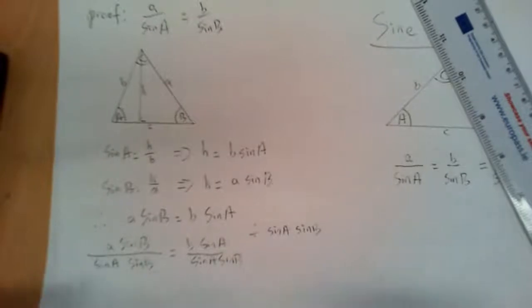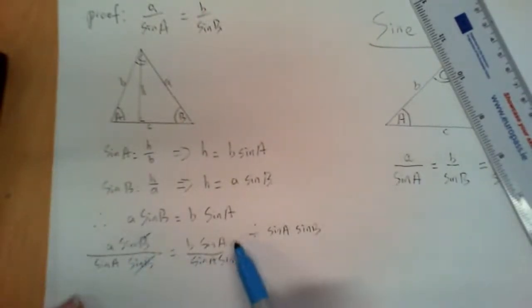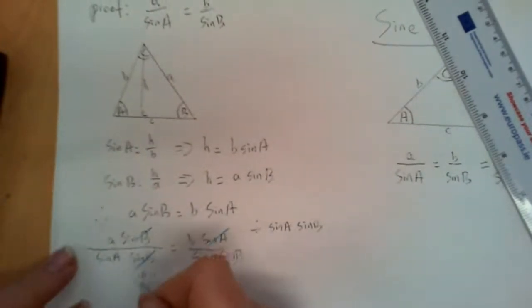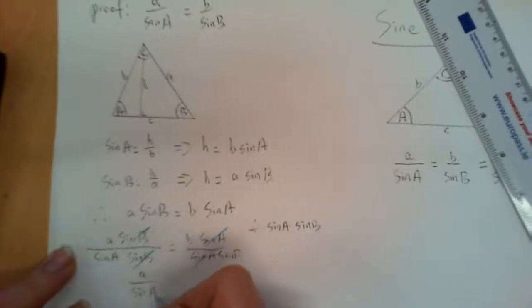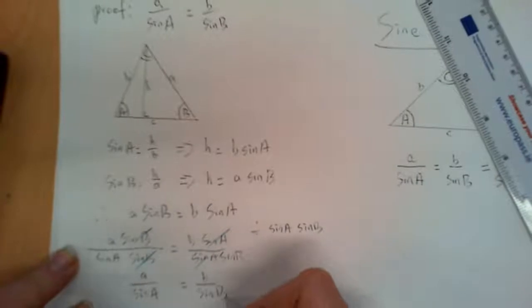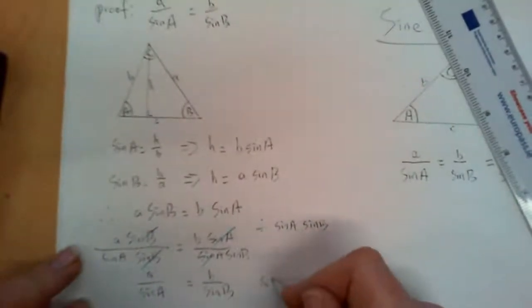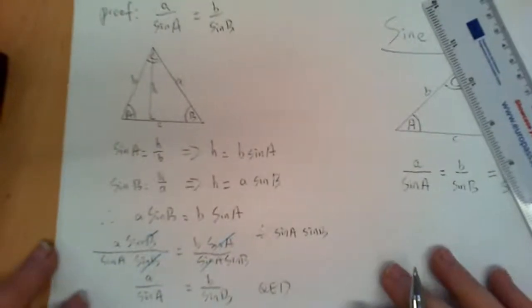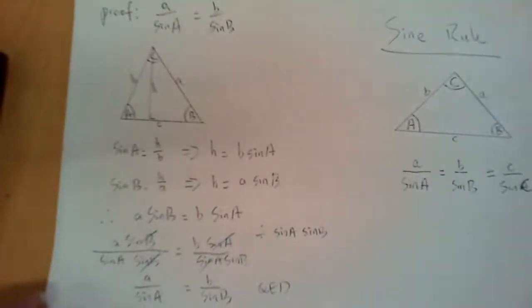And you can see what's going to happen now. Cancel. So a over the sine of A is equal to b over the sine of B. And that's proven. So that's your proof. Isn't that pretty cool? It's a lovely little proof. I love it. Just by one simple line and it suddenly works. It's really, really cool.